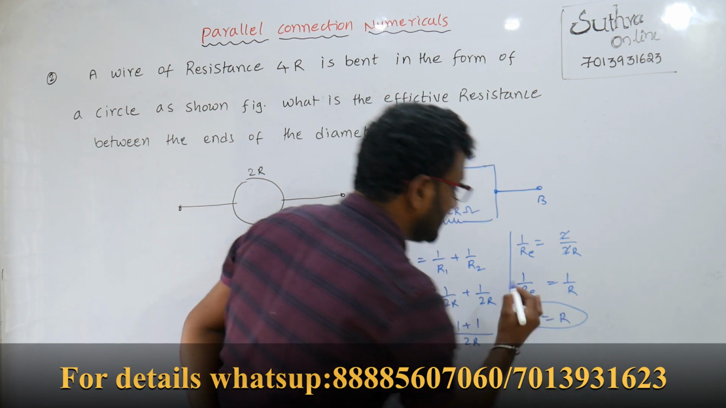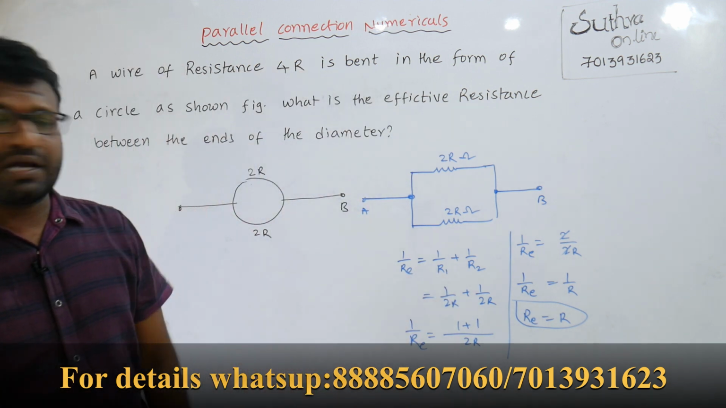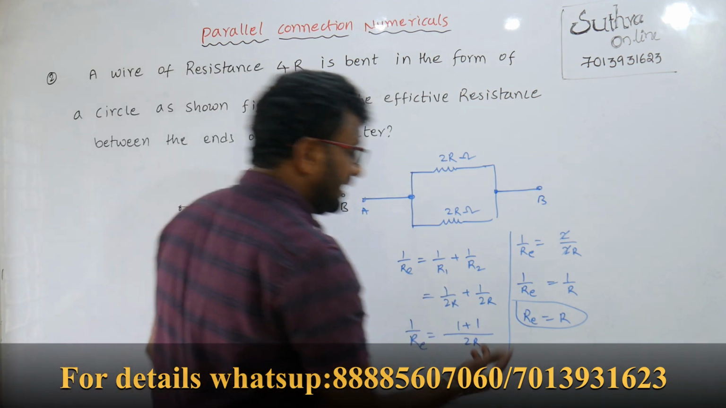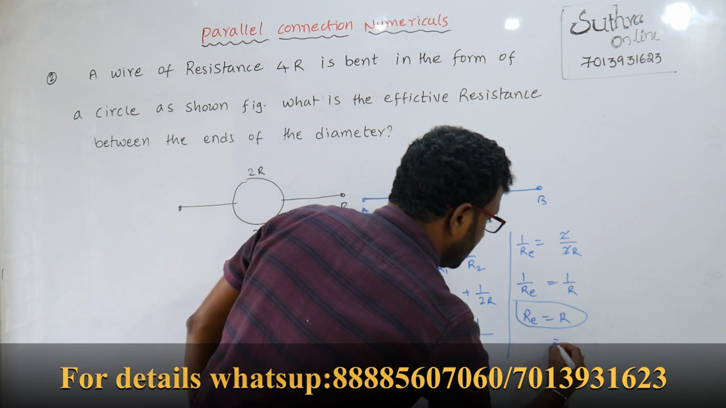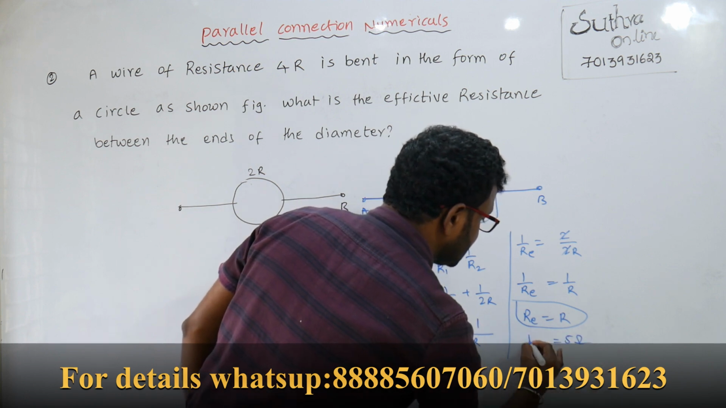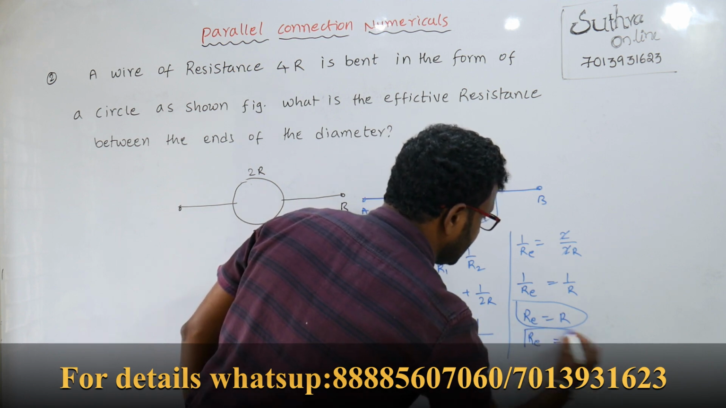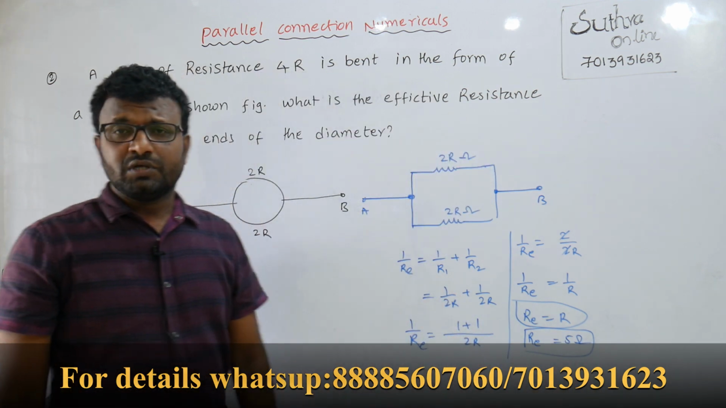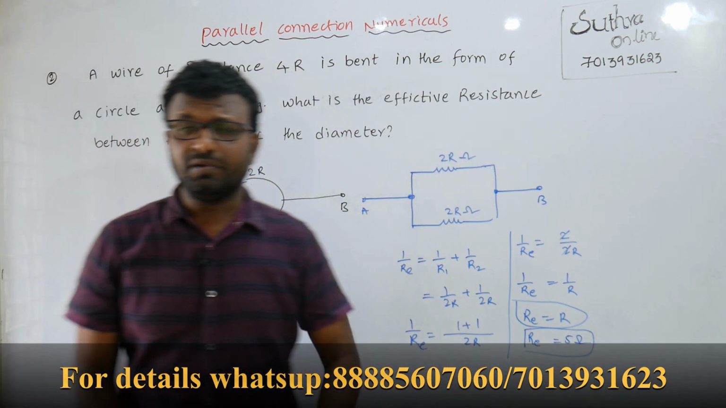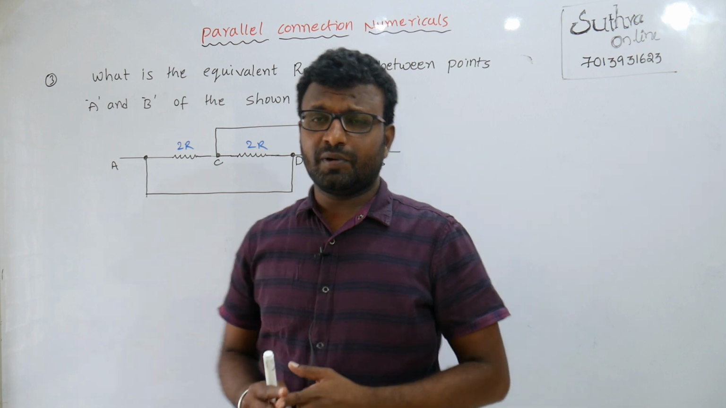So what is the effective resistance in the circuit? That is R. So if I take R is equal to, for example, 5 ohms, then what is the answer? Effective resistance in the circuit? 5 ohms. So this is related to the second problem, right? Come to the third problem.